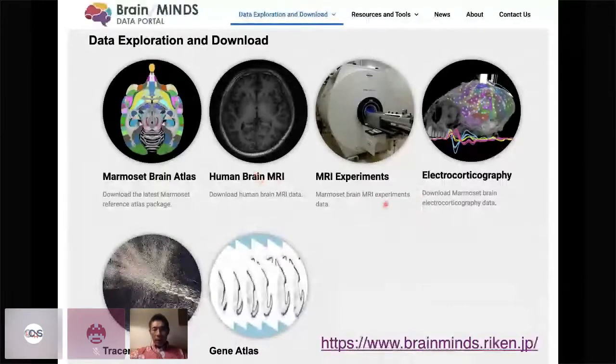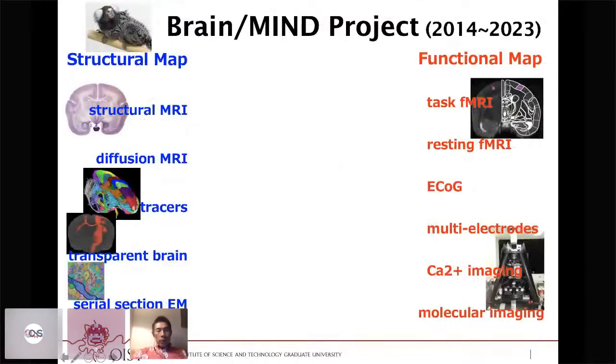medical applications. And we have a high field, 9.4 Tesla MRI for marmoset monkeys, and we performed electrocorticography, so the brain wave was measured from the cortical surface, and also tracer injections and so on. And we also have the gene expression data as well. So this project is going to get many different data about the structure of the brain and also the function or activities of the brain.